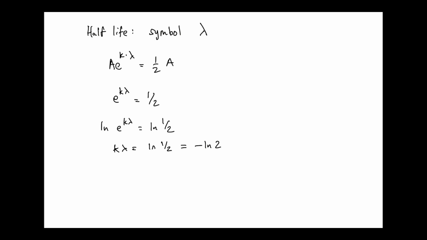Okay, so if we wanted to solve for k in terms of lambda or lambda in terms of k, we just have to divide by the one we don't want. So lambda is the negative natural log of 2 divided by k, or k is the negative natural log of 2 divided by lambda. Okay, so that's how you relate half-life to this decay constant k.